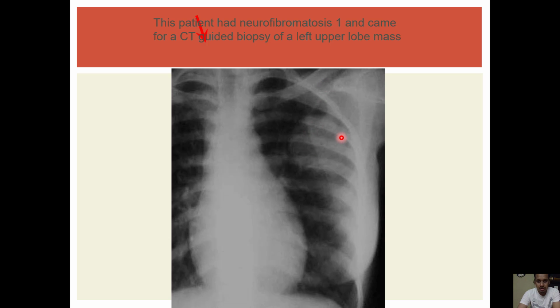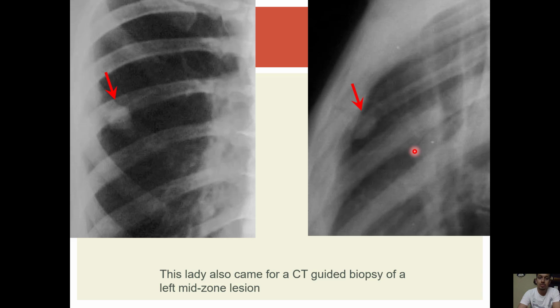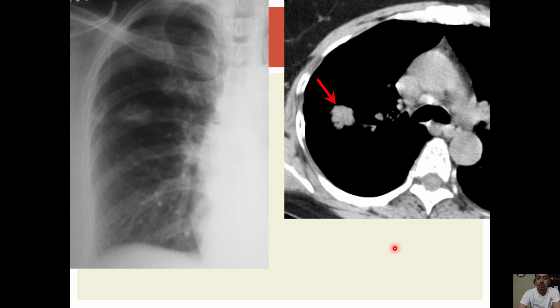Here you can see in another patient that the left mid-zone has a lesion. This patient had neurofibromatosis 1 and was referred for a CT guided biopsy. But after the CT, what we see is that there was a neurofibroma over the chest wall. This is another patient who was referred for a CT guided biopsy. We could see the rib callus at the rib margin. That must have been a healed fracture of the rib.